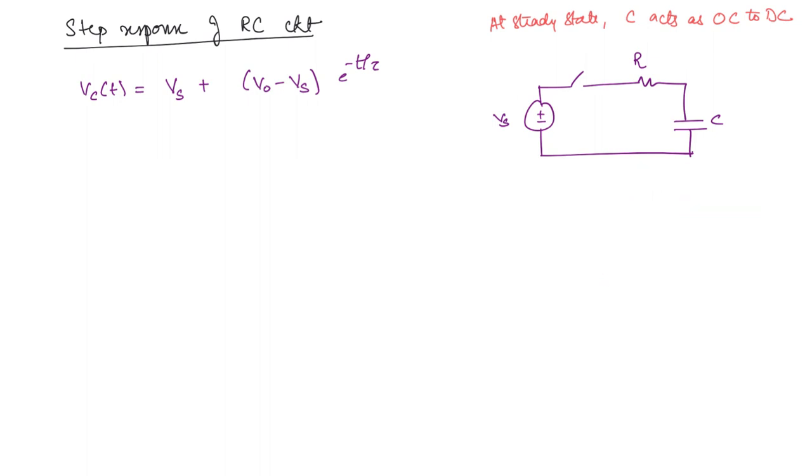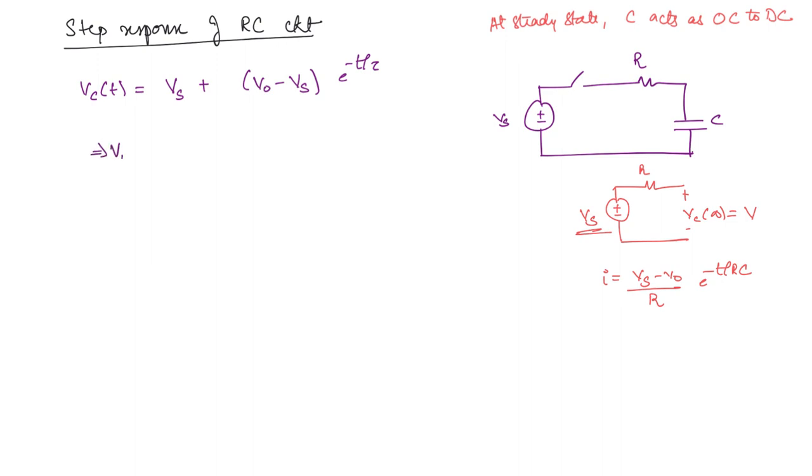In fact, if you remember the current value we found out, what is the current value? (Vs minus V naught) by R e to the power minus t by RC. This is an exponentially decaying function. As t tends to infinity, I will become 0 because the capacitor is actually acting like an open circuit. So this is a very important, significant point. Why that is the case, you will understand. For now, you can see that Vs is the final value, V naught is the initial value, and Vs is again the final value of the capacitor voltage.